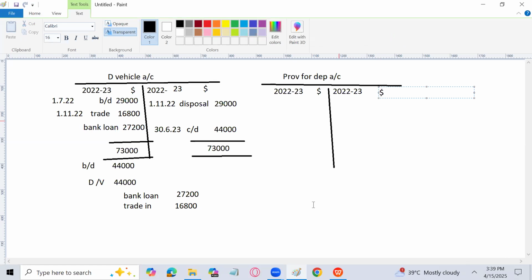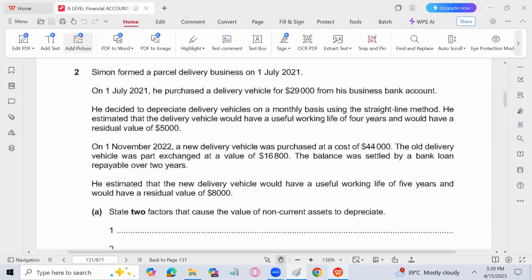Okay, now I will first write the brought down, which I don't have actually, because we have just been given that one asset has been purchased on 1st November and one asset has been sold on the same date, which is given in part exchange, and that asset is purchased on 1st July. So let's calculate the depreciation on this 29,000 from the date of purchase till the date of sale. Why, sir? Because the asset which has been sold, you need to calculate depreciation on that asset from the date of purchase till the date of sale. Now, let's start doing it.